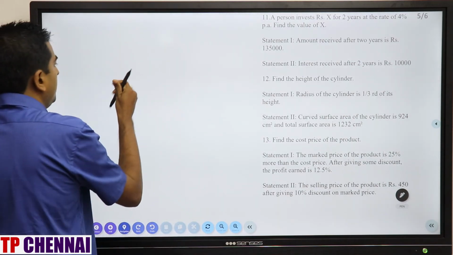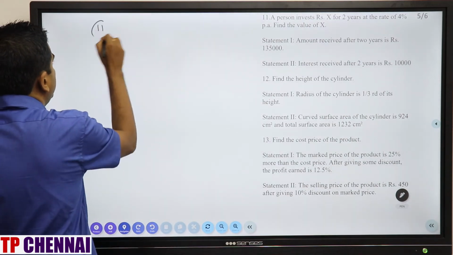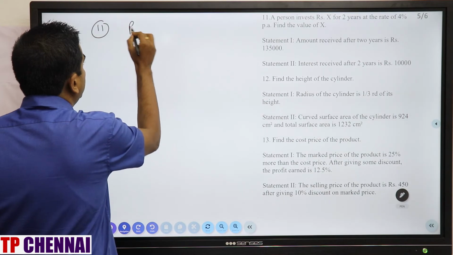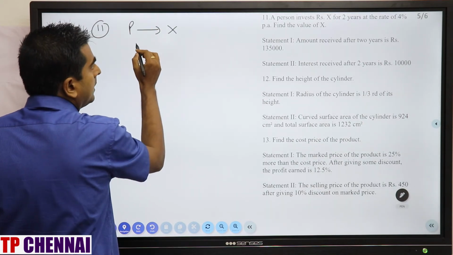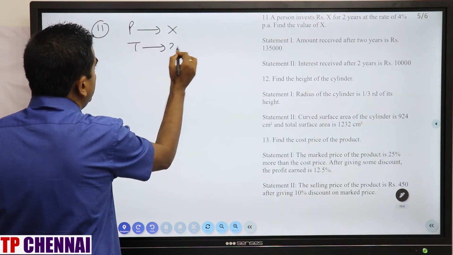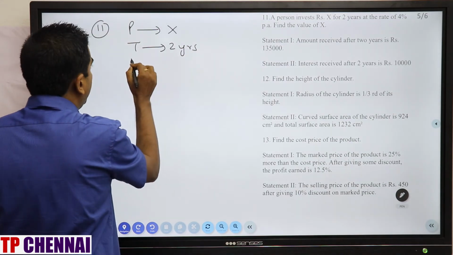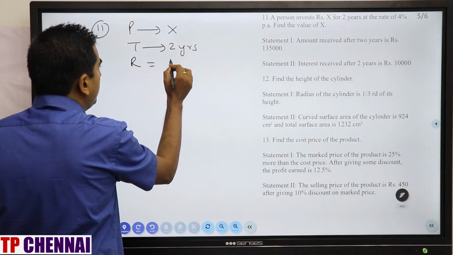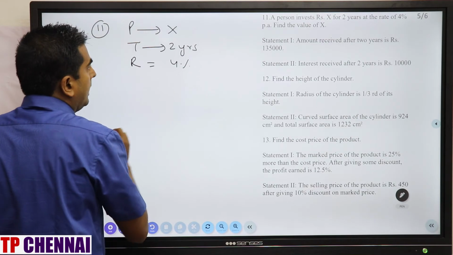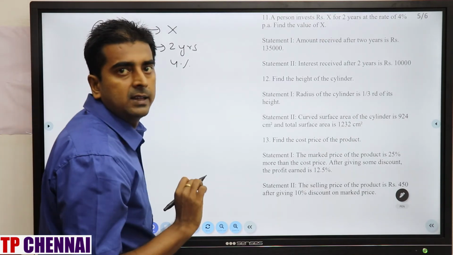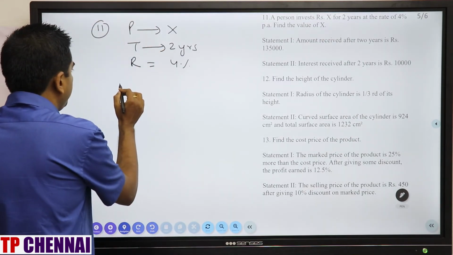From this data, first we have to see what they have given you. Principal they have given you is X. Time they have given you is 2 years. And R they have given you is 4%. And X they are asking, that is, the principal they are asking to calculate. Statement 1.